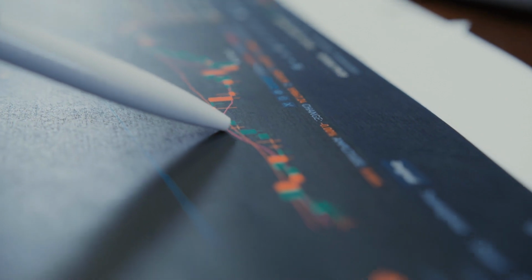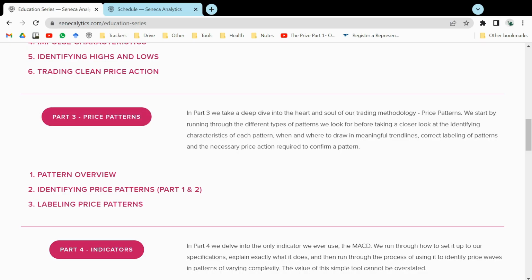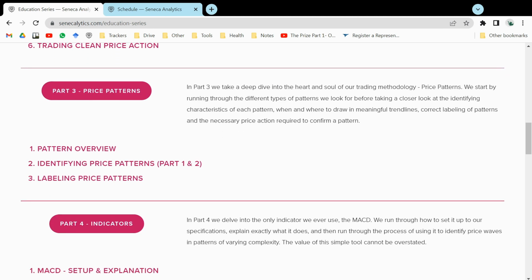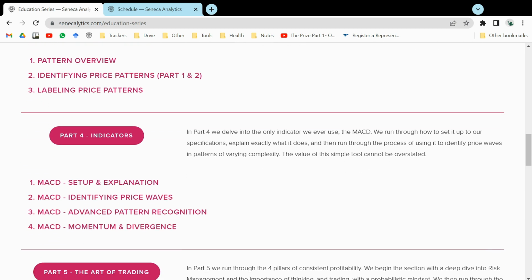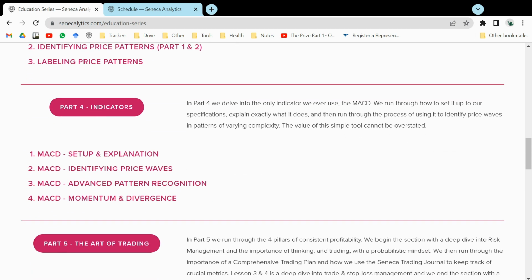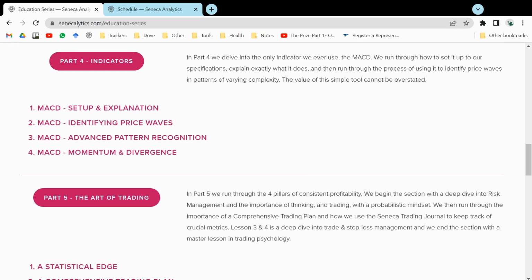In part 3, we start to look at price patterns in more specific detail, all the different patterns that we look for that give us the highest probability of trades turning out in our favor and getting that higher risk reward ratio that we look for. Then we have a quick look at indicators, and really the only indicator that we use is the MACD, and we don't even use it in the way that most people do. It's a little bit different, but a really interesting lesson, this one on part 4, indicators.